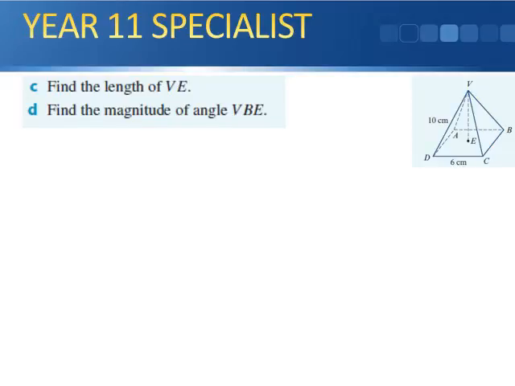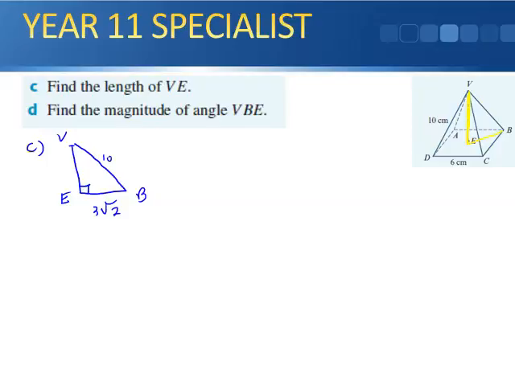See, the length V to E. Use a different colour, V to E. V to E is that height. So remember this is going down to the floor, so that will be my triangle there. So part C, I can go from V to E, and then E to B, that's a right angle, so V to E to B, we've already worked out what E to B was. E to B was 3 square root of 2.